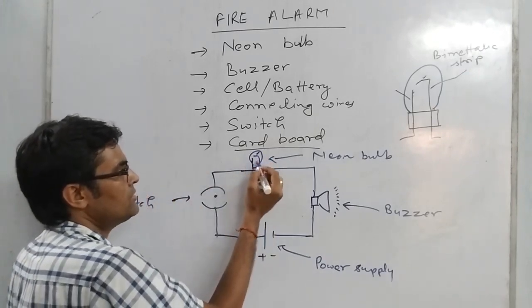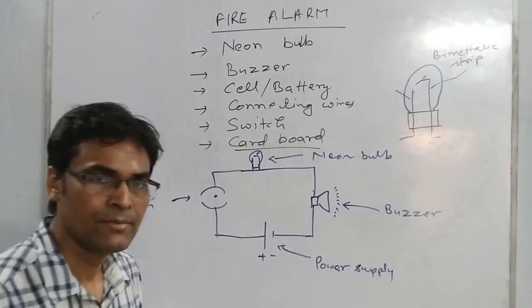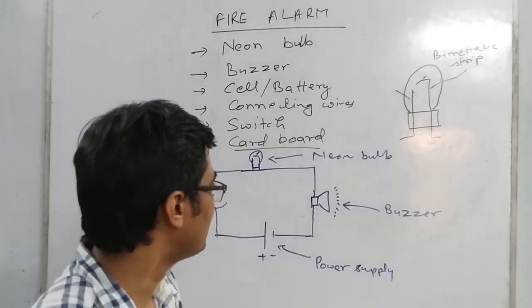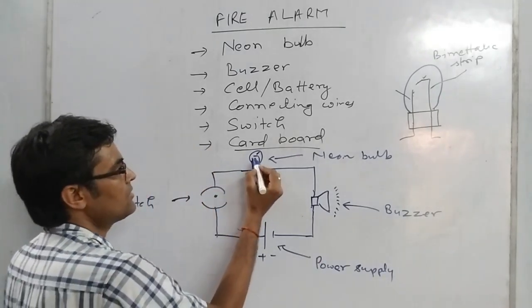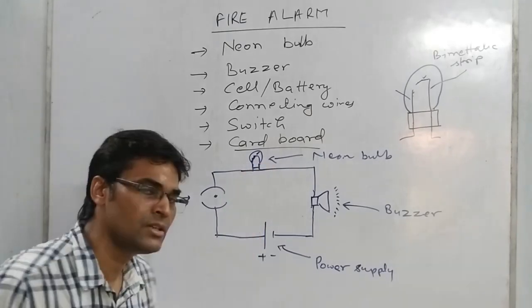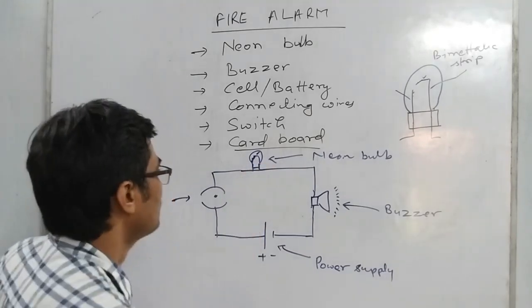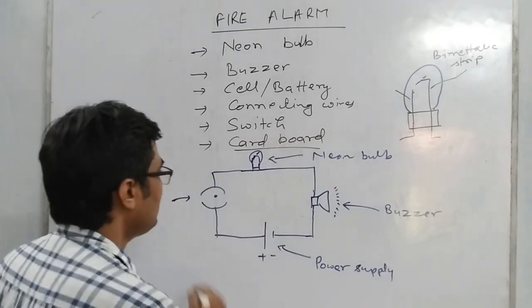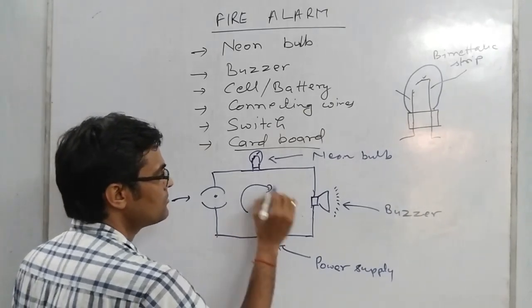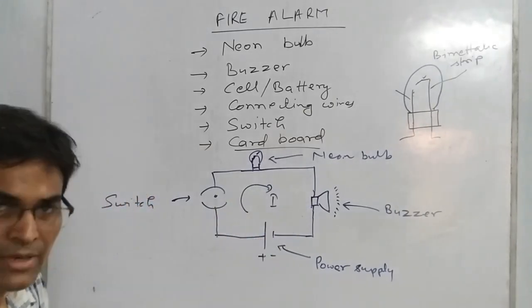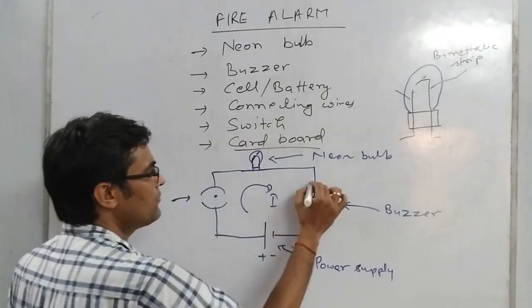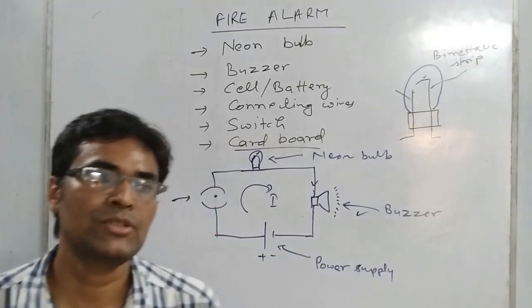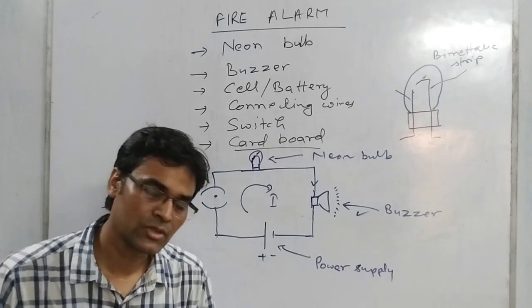Its bimetallic strip gets heated and then expands. In case of expansion, it gets connected to the other part of the bimetallic strip. With the help of this, there is a closed path and current flows from the power supply in this circuit. And if current flows, then obviously the buzzer beeps. So this is a very simple project which can be prepared at home also.